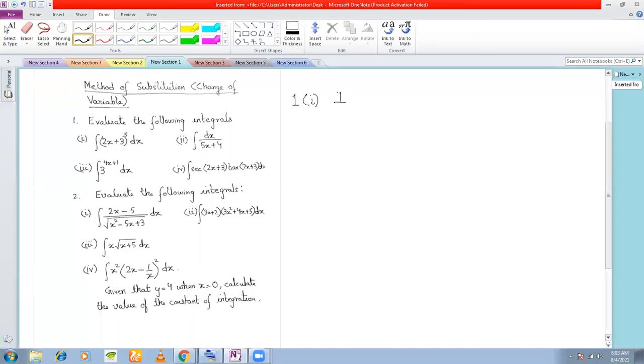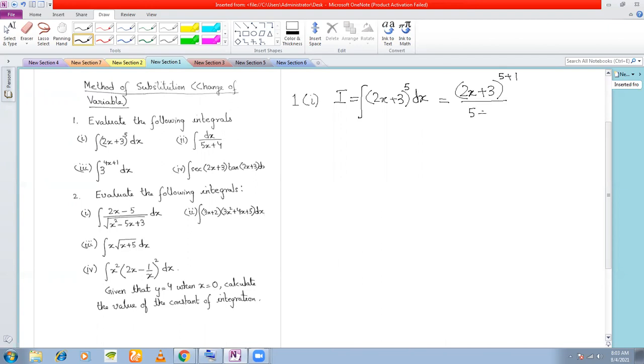Look at this integral: the integral of (2x + 3) to the power of 5 dx. This integral you already know how to integrate, right? How will you integrate it? You will use the x to the power of n plus 1 formula, isn't it?